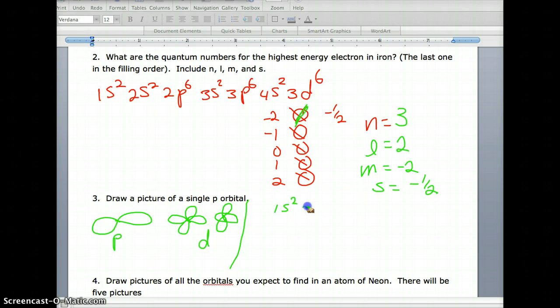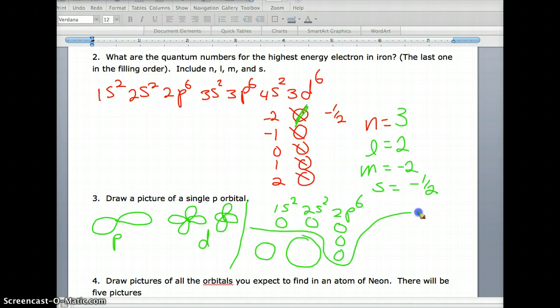Now, all the orbitals you expect to find in neon. Neon's a 1s2, 2s2, 2p6. So you'd have one orbital, and 3 orbitals. So what I was expecting you to draw was a sphere and a bigger sphere, because 2s would be a bigger sphere than a 1s. And then these 3 p orbitals would look like this.